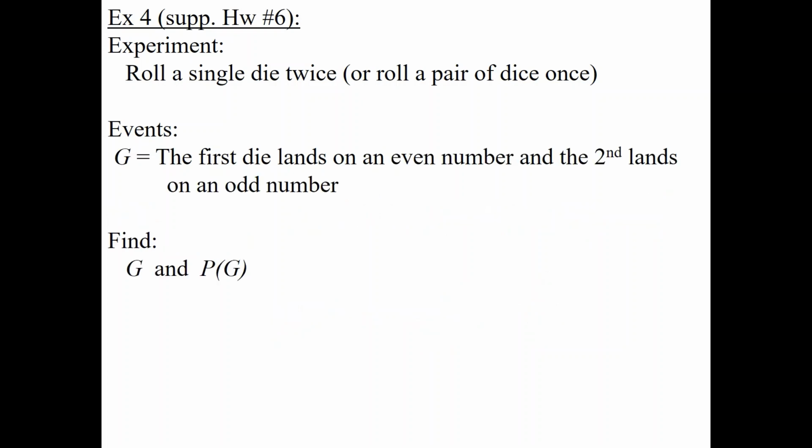All right, it says the first die lands on an even number and the second die lands on an odd number. Okay, let's see if we can list all those. The first is even, the second is odd. Since 2 is even, I'm going to write all the ones that start with a 2 first. Try to get organized about it. You don't have to do it this way, but make sure no matter what you do, you come up with all of the outcomes. So let's see, 2, 1, 2, 3, 2, 5 are all the ones that start with a 2, where the first one's even and the second one's odd.